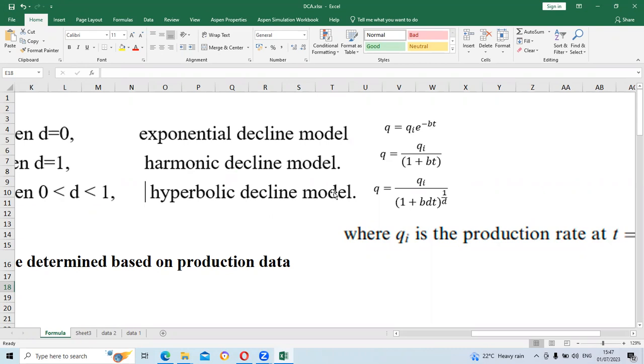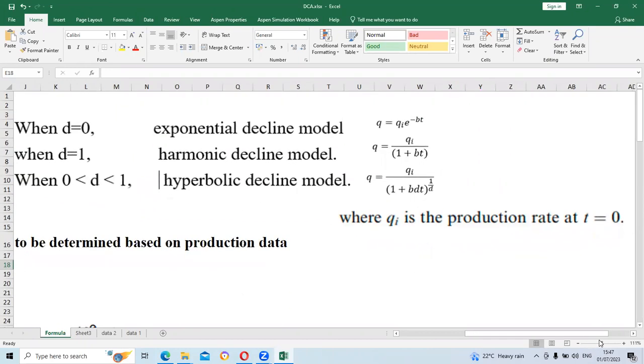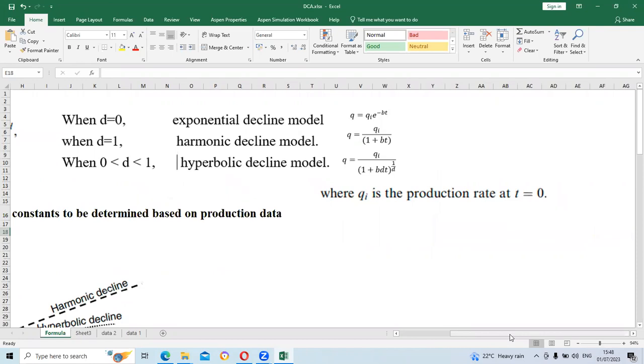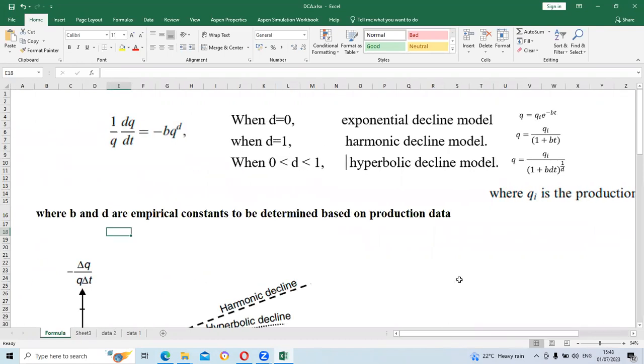So this hyperbolic equation is very complex. Most times it's difficult. We cannot use Excel to predict for the hyperbolic case, but we can use Excel to do our prediction for the exponential and the harmonic model. All right, so I have my data, I have different types of model. What model is the best model to do my prediction? That's the first question that you ask yourself. What model do I use?